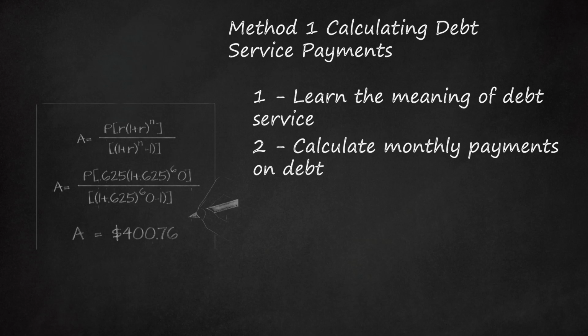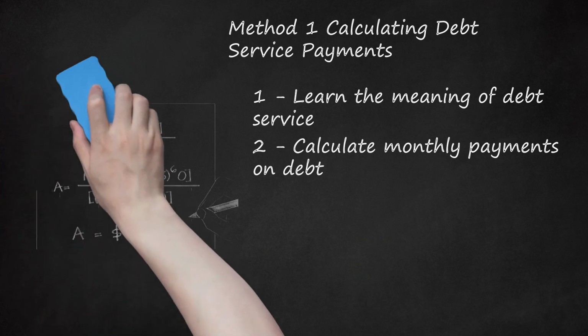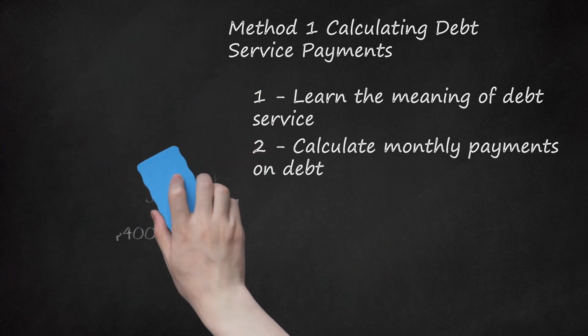Plug in the values to the formula: A = 0.625(1+0.625)^60 / ((1+0.625)^60 − 1). In this example, the total monthly payment would be $400.76.